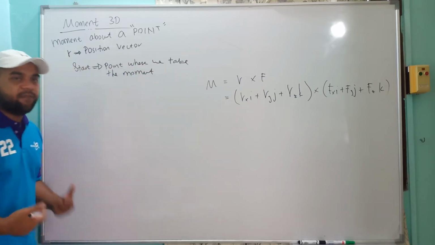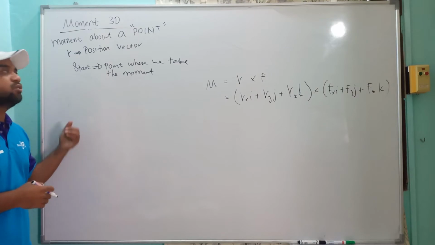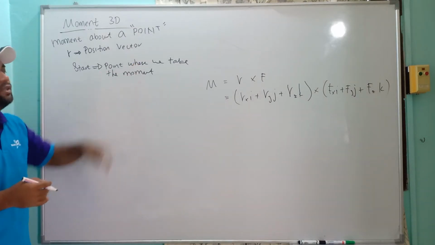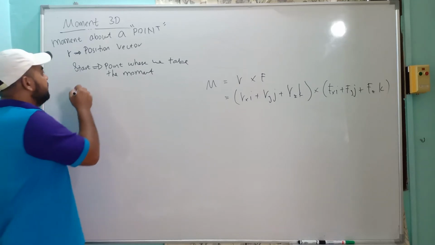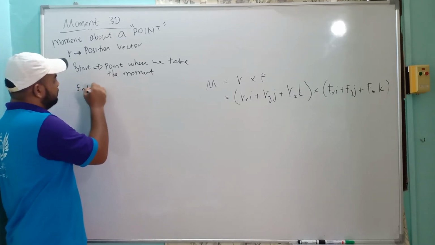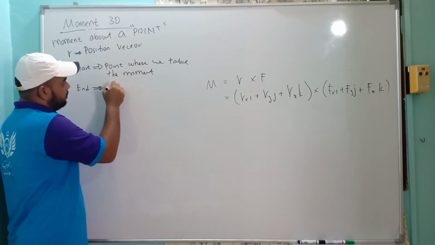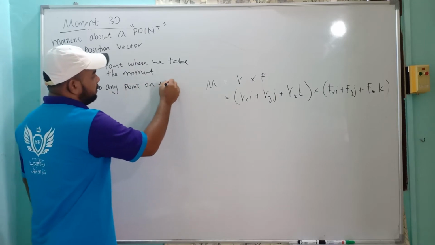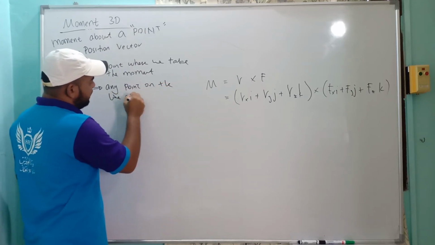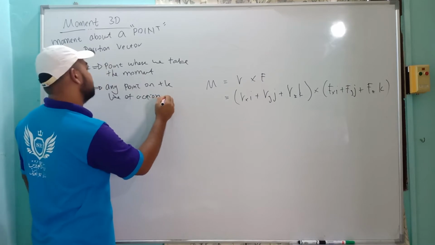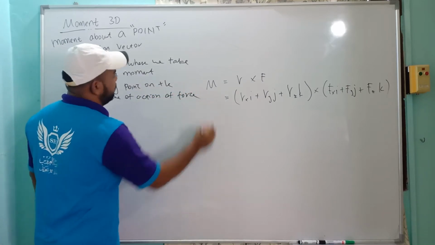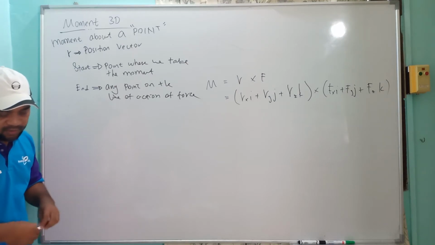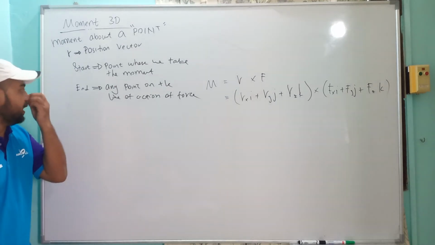Meaning that if you want to take the moment about point A, you have to start R from A, R A something. So you must always start from the position where you take the moment. And then the end point can be any point on the line of action of the force.